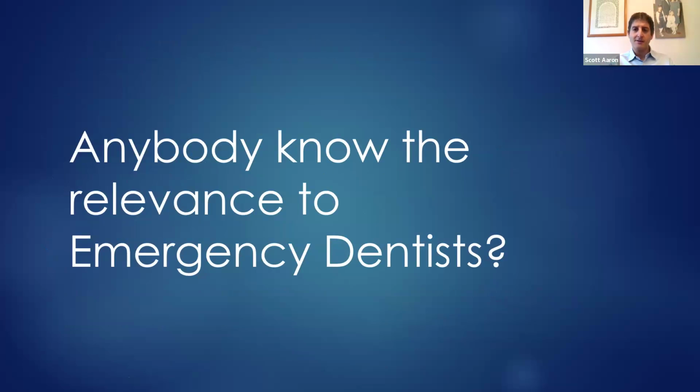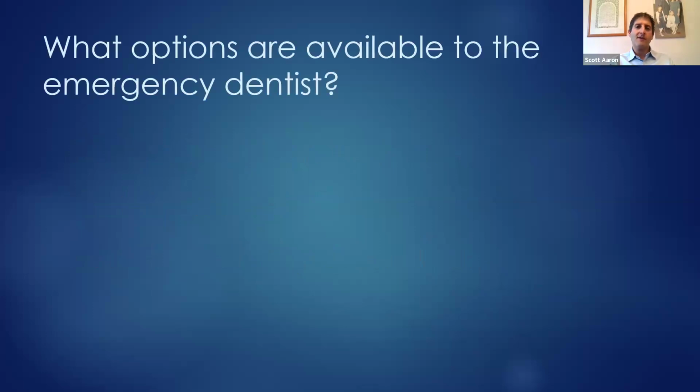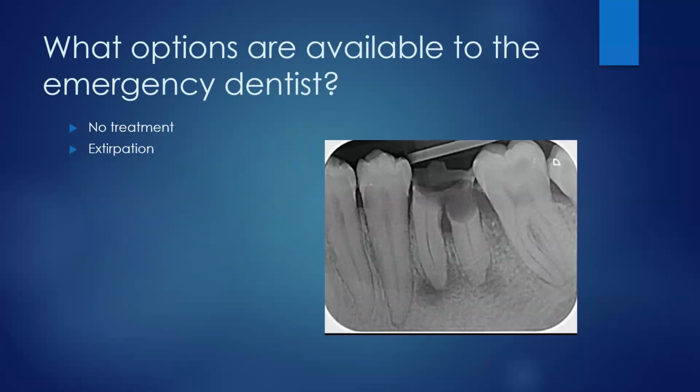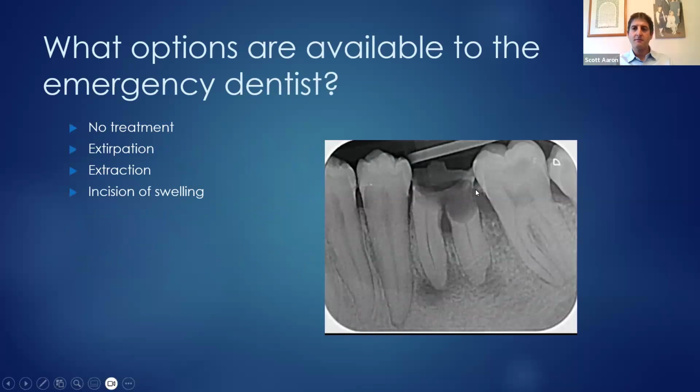What's the relevance to emergency dentists? This is the third learning objective we have. How do we get patients to do the right thing? So what are the options available for the emergency dentist? This is a patient with an abscess. Here's our x-ray. What are we going to do for them? We've got various options. No treatment, extirpation, extraction, incision of a swelling.